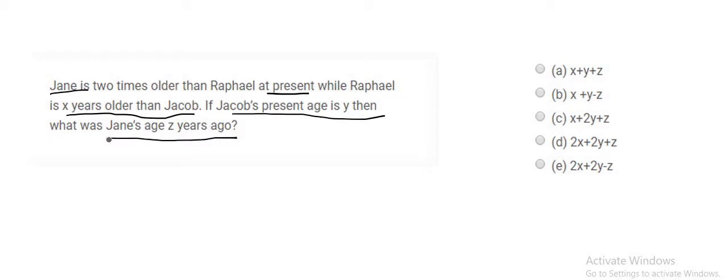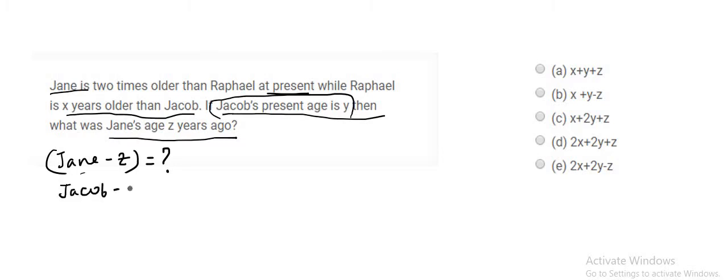So ultimately we will have to find Jane's age Z years ago. So we have to find Jane minus Z. What is this? So let us look at the other relationships we have. I can see that Jacob's present age is Y, which is pretty straightforward. So I'm going to just copy that. Jacob is Y years old. So wherever the name Jacob appears at present, we can just put his age as Y.